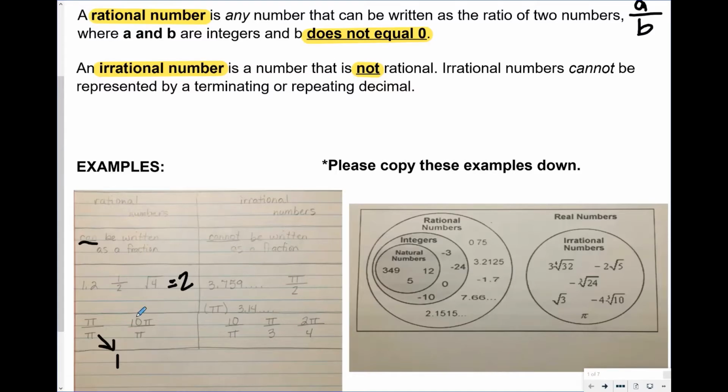Then I have over here 10 pi over pi, where the pis automatically cancel out. So it's just 10. This gives you 10, which is a whole number. So it's a rational number. So copy this.